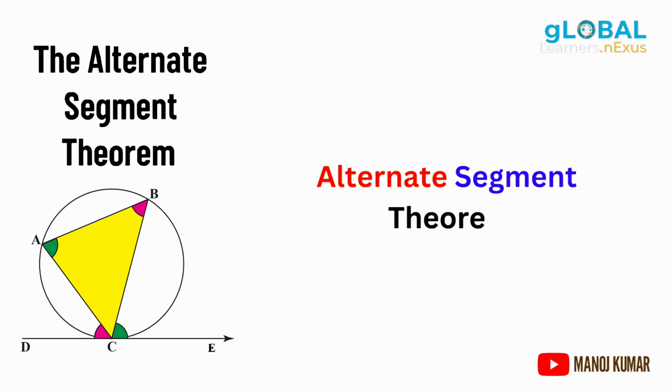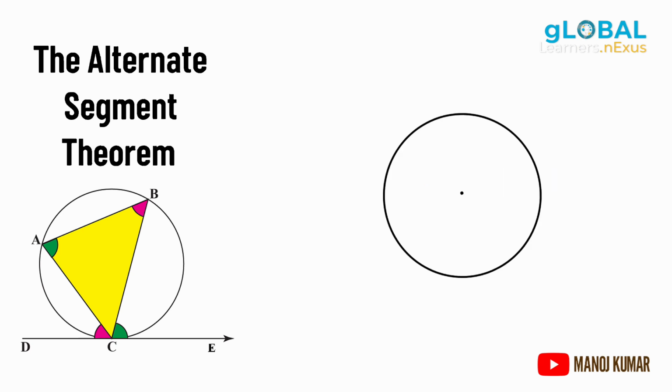Alternate segment theorem. This theorem states that the angle between a tangent and a chord drawn from the point of contact is always equal to the angle that the same chord subtends in the opposite segment of the circle. Same is true for this angle. It will be equal to this angle because this chord makes this angle at the circumference of the circle.